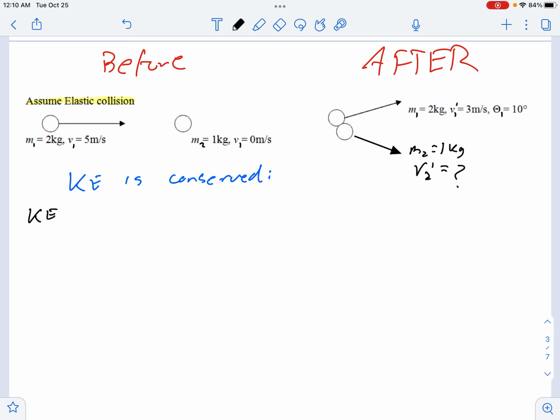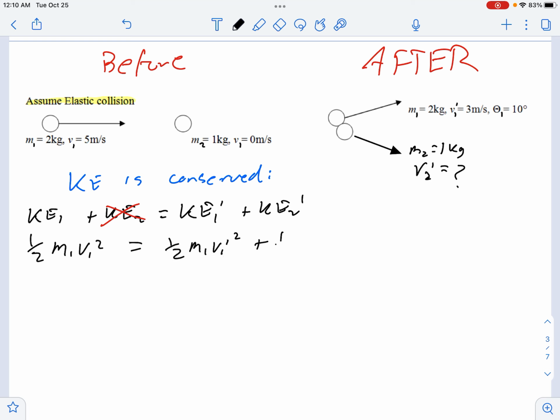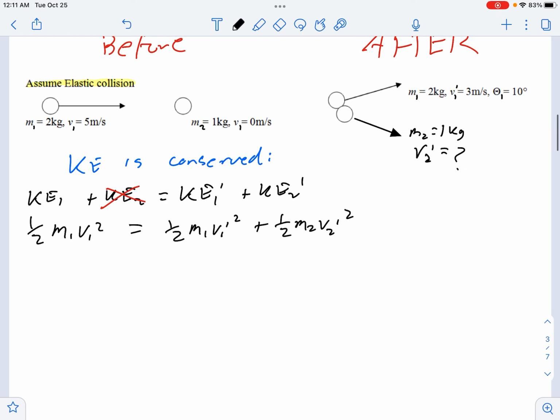So I'm going to write my conservation of energy statement. KE1 plus KE2, so two balls with two kinetic energies to consider. Afterwards, KE1 prime plus KE2 prime. Kinetic energy before is equal to kinetic energy after. The good news is ball 2 is initially at rest, so no energy of moving. So we have 1/2 m1 v1 squared equals 1/2 m1 v1 prime squared plus 1/2 m2 v2 prime squared. Notice that each term has a 1/2, so we can factor out those 1/2.